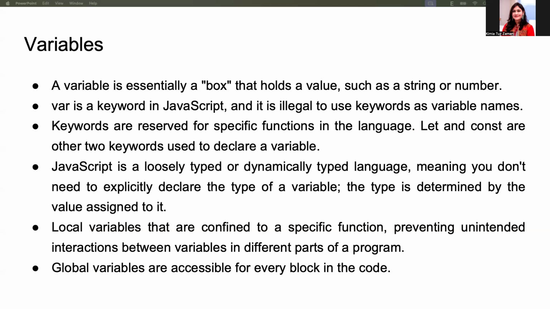So a variable in JavaScript can be thought of as a box that stores a value, such as text or a number. Variables are declared using keywords, for example, var or const, but you cannot use reserved words as variable names since they have special meanings in the HTML or JavaScript language. JavaScript is a loosely typed or dynamically typed language, so you don't need to specify the variable type. It is determined automatically by the value you assign.